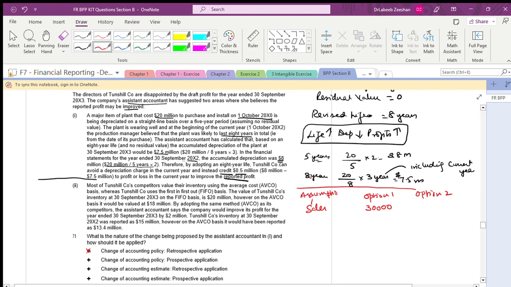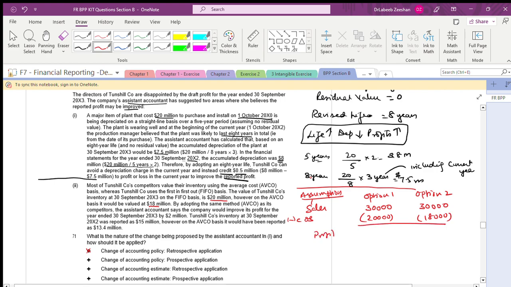I'm just explaining so that you have clarity about the concept. Cost of sales: now they are using the FIFO method. The value of BTunshill's inventory on the basis of FIFO is 20 million. However, the average cost basis is going to be 8. Assume cost of sales is going to be 20,000. Here the cost of sales is going to be 18,000.